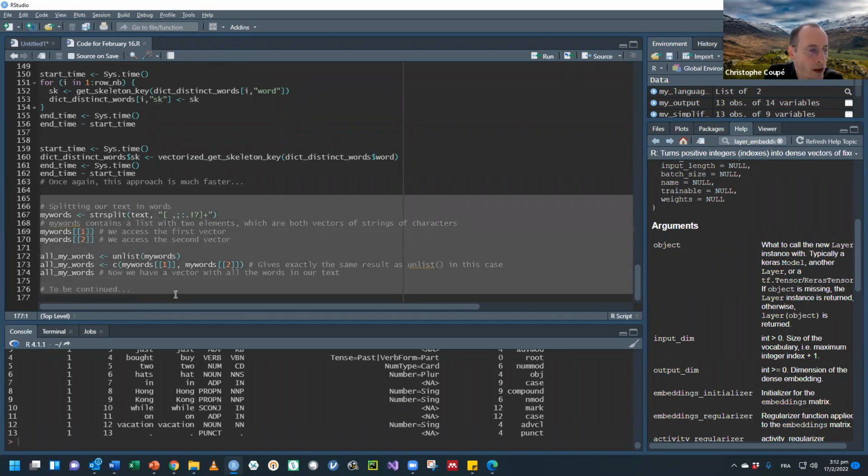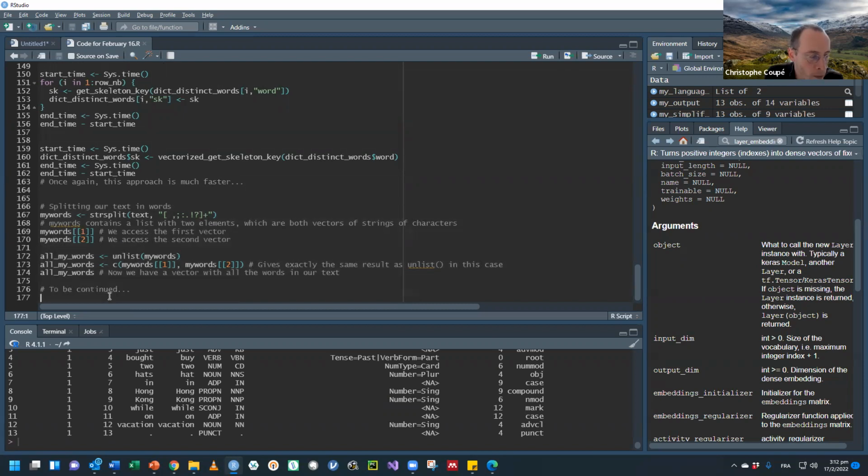Then we built a list of all our words, and that's where we ended, because now we need to check these words one by one, and check if they are in the dictionary, and if not, how can we use the skeleton keys to move forward. So that's what we did yesterday.